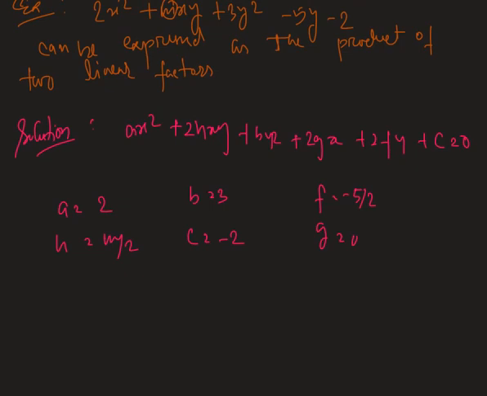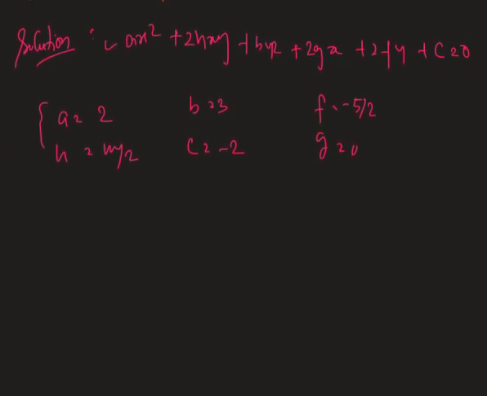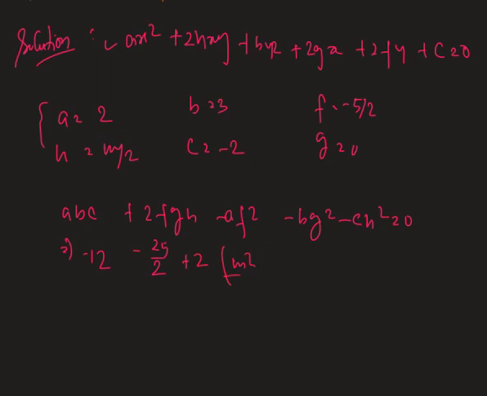These values, that is the values of a, h, b, c, f and g, we get by comparing this and this equation, and after putting these values into the required condition, that is abc plus 2fgh minus af square minus bg square minus ch square equals to 0, we get minus 12 minus 25 by 2 plus 2 into m square divided by 4 is equal to 0. And this implies m square is equal to 49. Therefore, m is equal to plus minus 7. So the required value of m is plus minus 7.